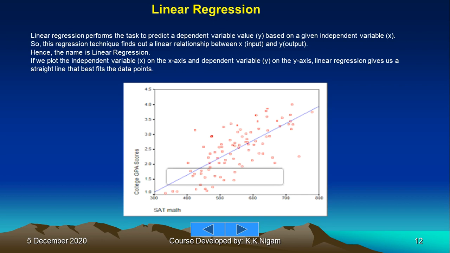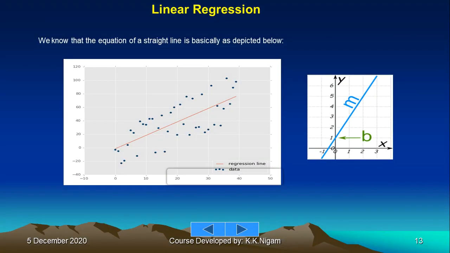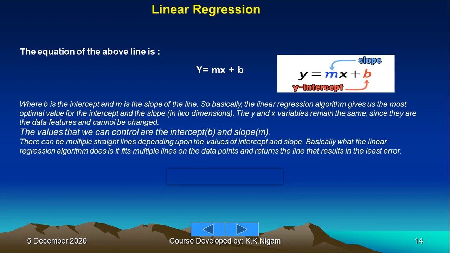So if we plot the independent variable x on the x-axis and the dependent variable y on the y-axis, linear regression gives us a straight line that best fits the data points. So that is how you can draw a linear regression line. We know that the equation of a straight line is basically as depicted below. Everybody must have seen these kinds of line graphs in so many cases. Now the equation of the above line is y is equal to mx plus b, which is a very standard equation, where b is the intercept and m is the slope of the line.